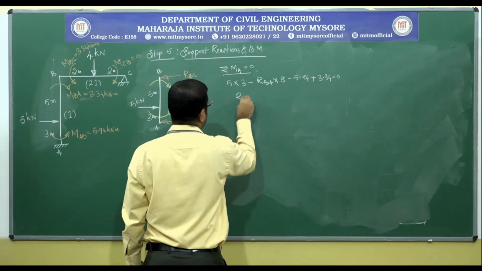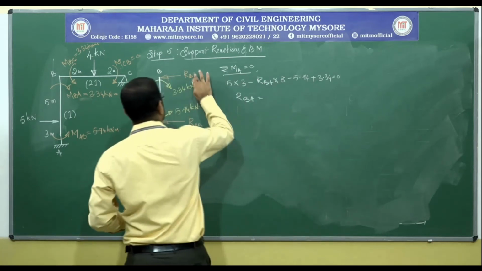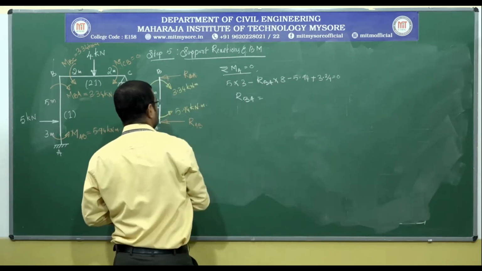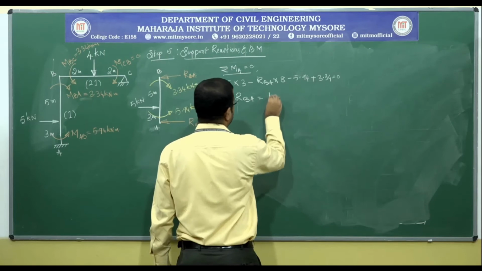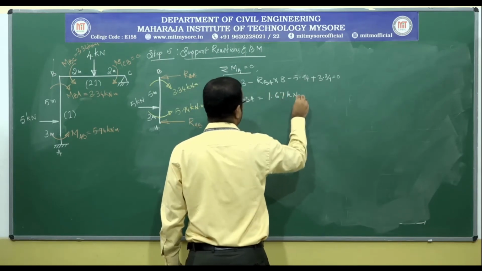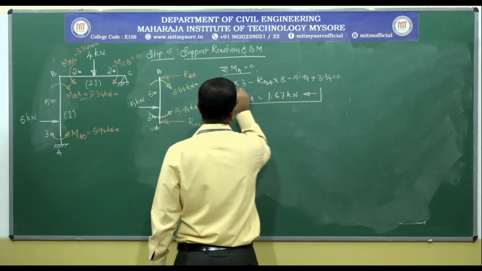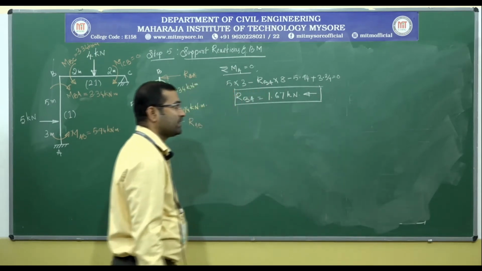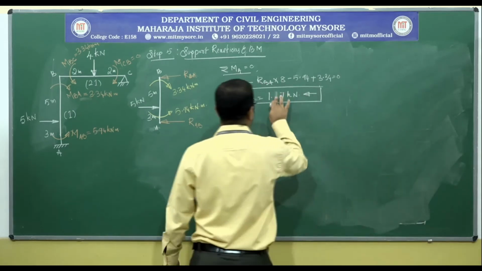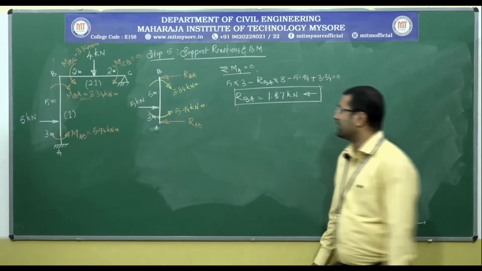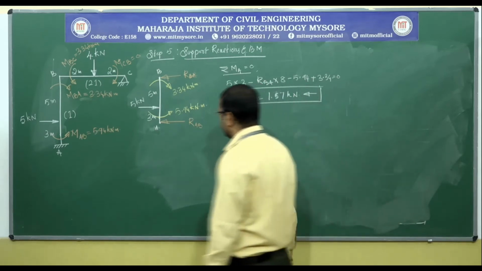So from here we will get the value of RBA, the reacting component. RBA will get as 1.57 kilonewton. So it is a positive value. So the assumed direction for the RBA is correct. Right. So the next thing is we need to determine the value of RAB.